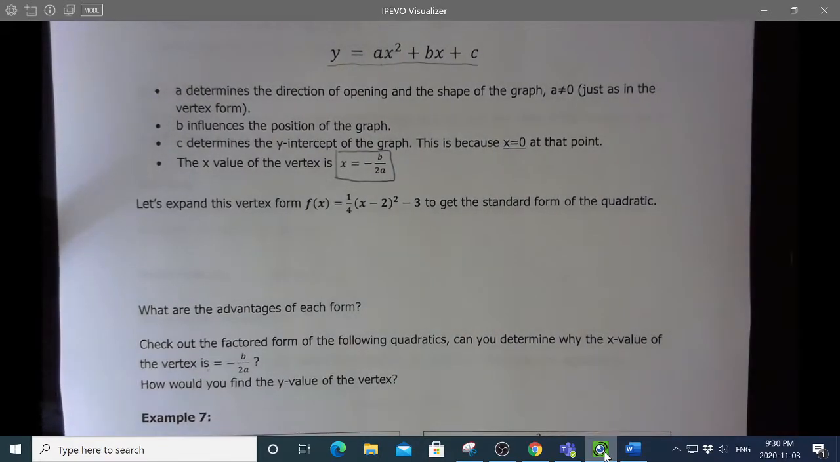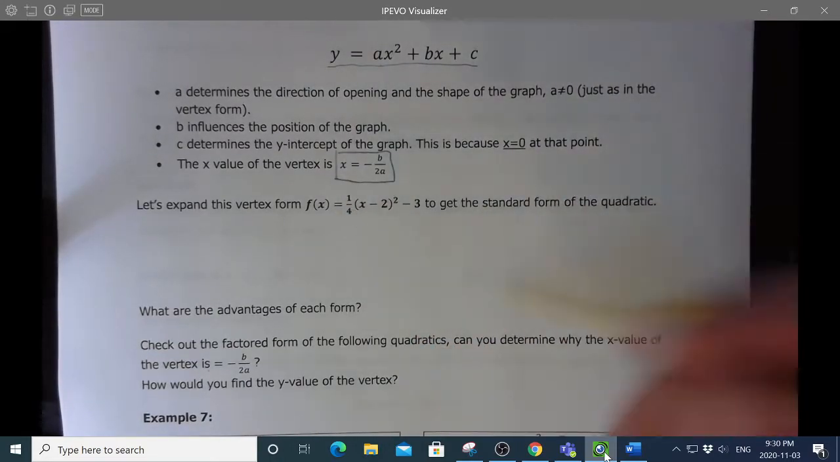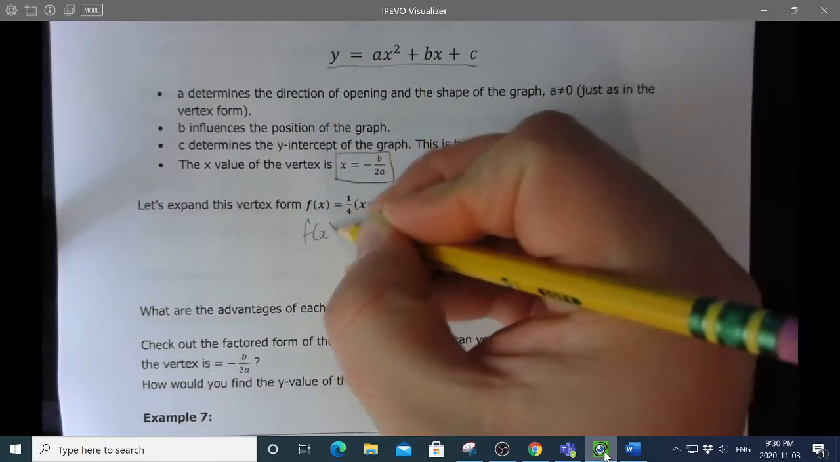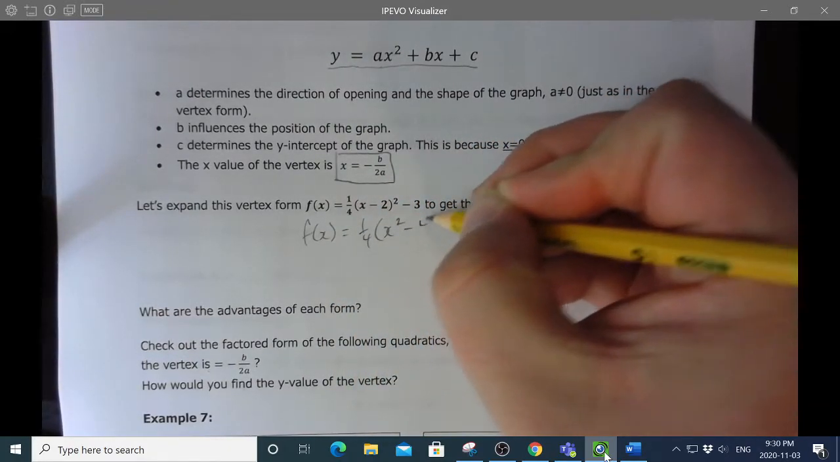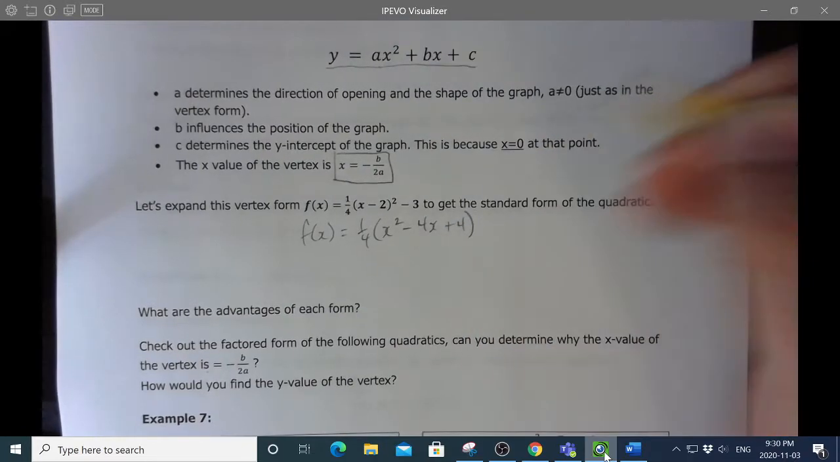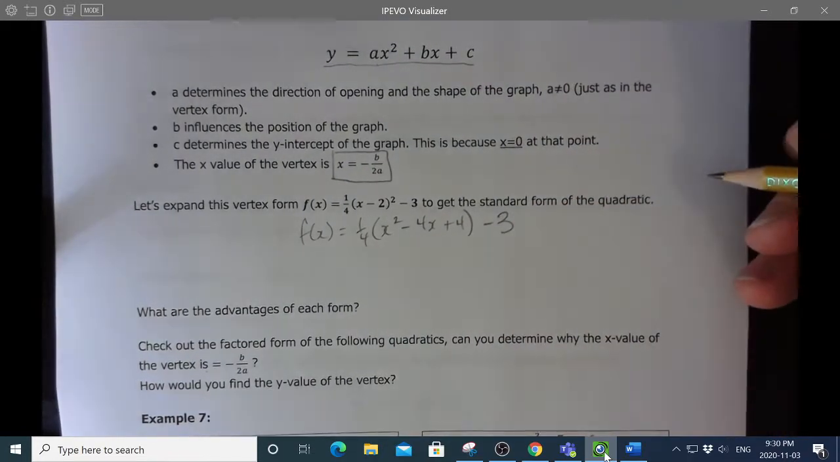So let's run through a little bit of algebra here. We're going to expand this. So, expanding means we follow the rules of BEDMAS. And we first of all get rid of that squared. So f of x would equal 1/4 times x squared minus 4x plus 4, and then minus a 3.